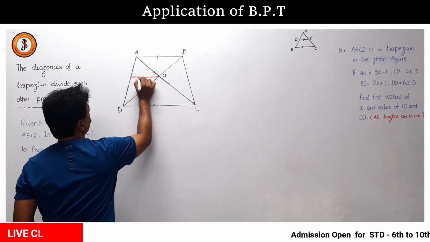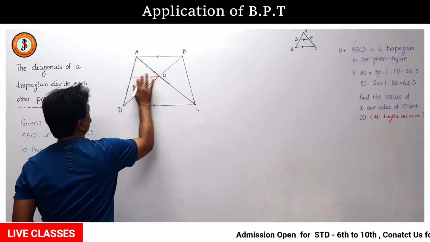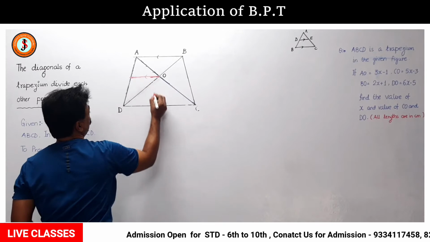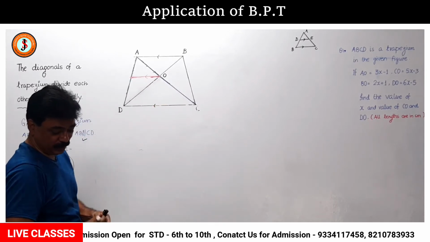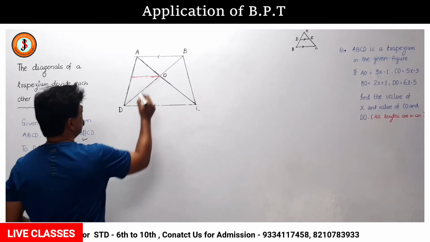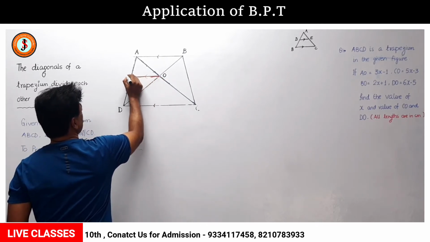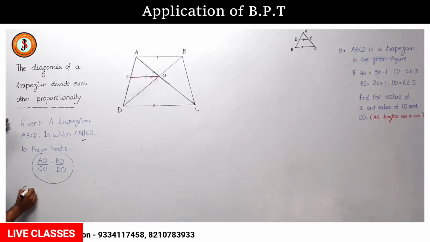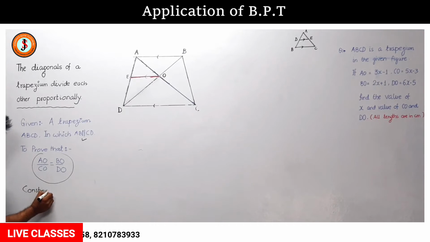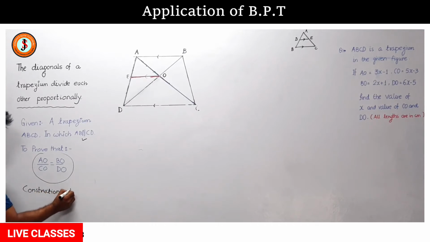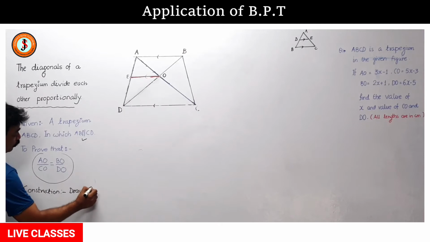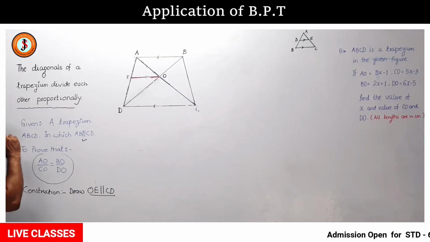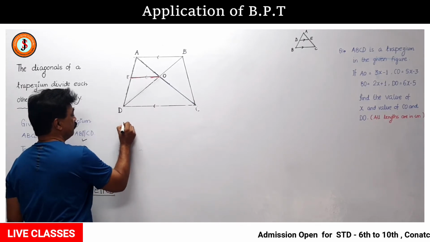Let me make it a little better for you all. So this is the line drawn parallel to CD. If you want I can darken it. So this is the line drawn parallel to CD. That means I have done a construction. In construction we can write: draw OE parallel to CD as in the figure. Now the proof is very easy.